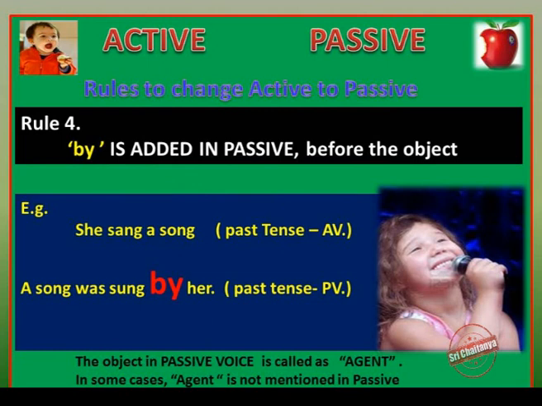Rule number 4. By is added in passive before the object. Example, she sang a song. Passive voice, a song was sung by her. The object in passive voice is called the agent. In some cases, the agent is not mentioned in the passive when it is understood.